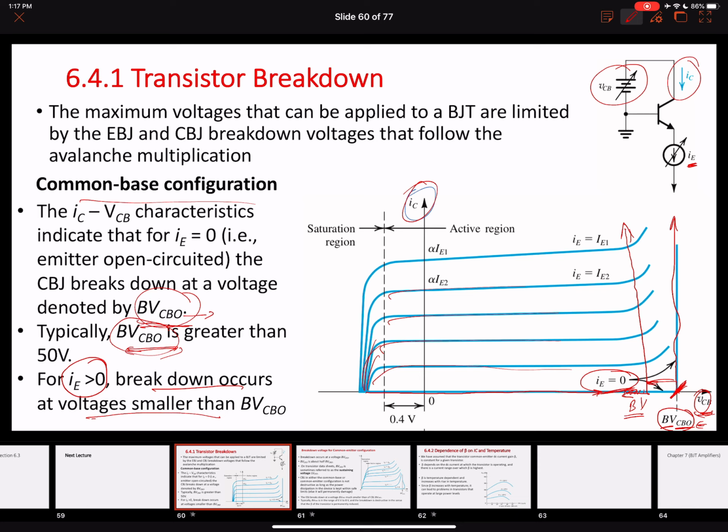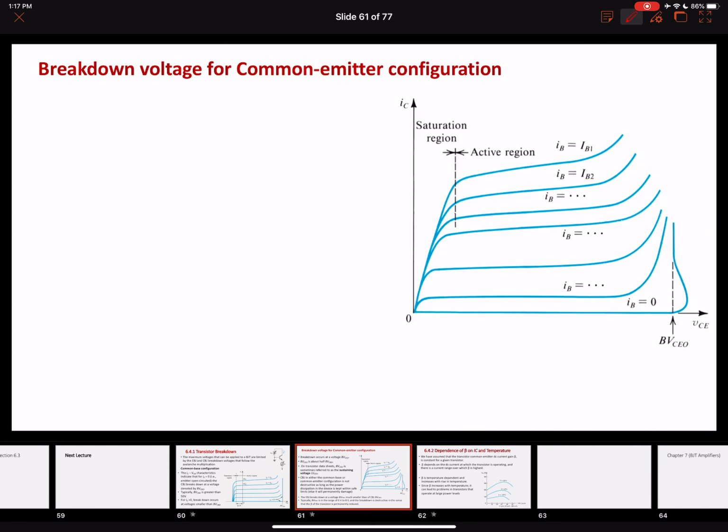Okay, so right now we just discussed the common base configuration. Now we are going to quickly talk about the common emitter configuration, right? This is the common emitter characteristics you have seen multiple times by now. We have a collector current and a collector-to-emitter voltage applied. Again, you can keep the base current at a fixed value, change the collector-to-emitter voltage, find out the values of collector current, and draw these characteristics. This is again the separation between the saturation and the active region. If you remember, this is approximately the VCE saturated value, approximately 0.3 volts.